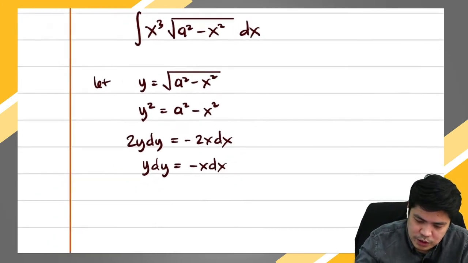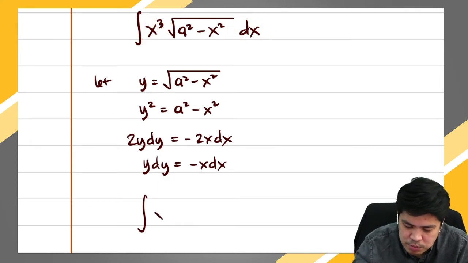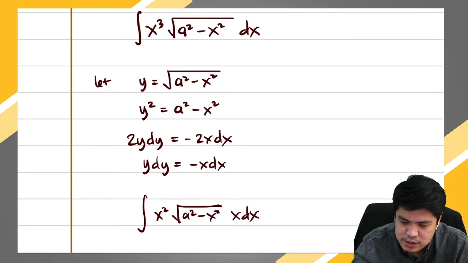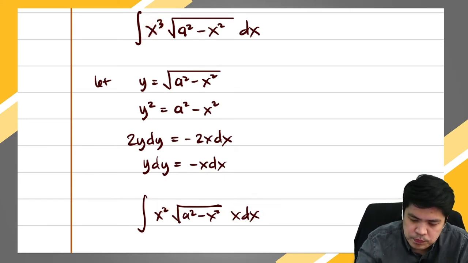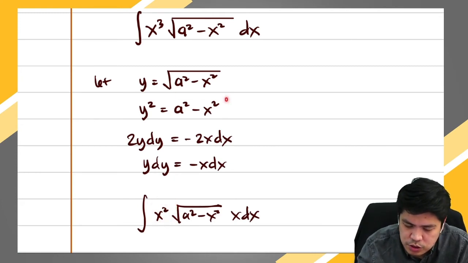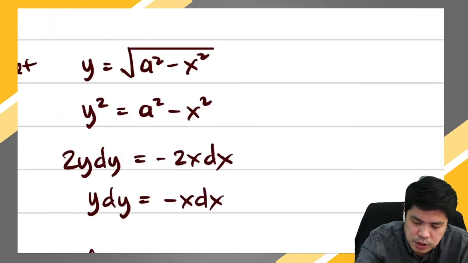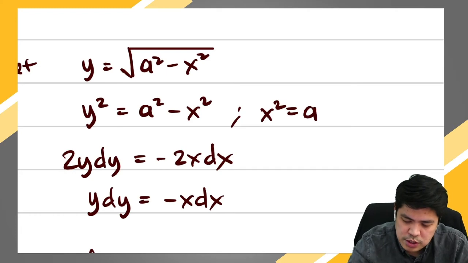Since nag-appear yung x dx, how about I'll just isolate one x dito para i-partner ko siya dito. So, our integral becomes x squared, square root of a squared minus x squared, x dx. Yung isang x dito, hiniwalay ko. So, naging x dx na lang dito, x squared na lang dito. So, we could now substitute. We need to substitute for x squared, of course. So, dito natin kunin. From here, we know that x squared is equal to, interchange lang natin, a squared minus y squared.